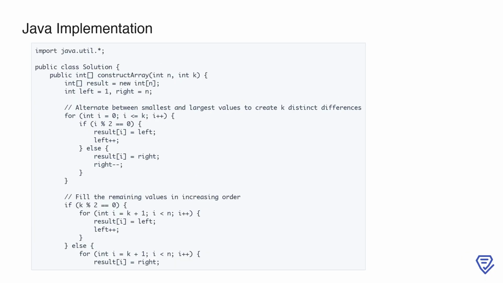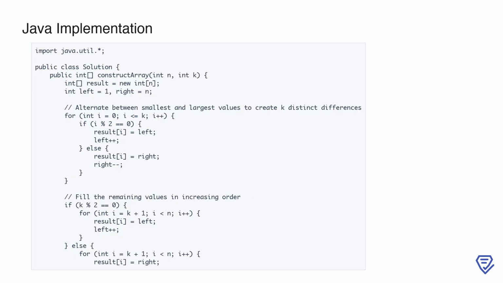Here, we begin by importing the necessary Java utilities and defining our solution class. The main method, constructArray, takes two parameters: n, which represents the size of the array, and k, which is the number of distinct differences we need in the arrangement. Inside the method, we initialize an integer array called result to store our output. Additionally, we define two pointers, left starting at 1 and right starting at n. These pointers will help us alternate between the smallest and largest values to ensure we create k distinct differences.